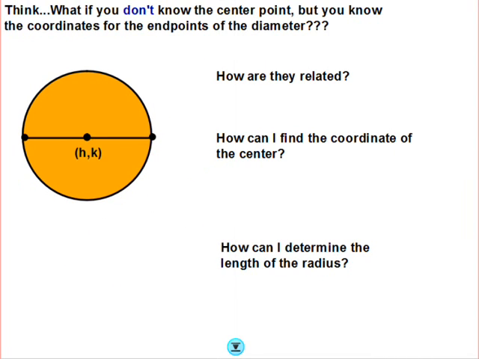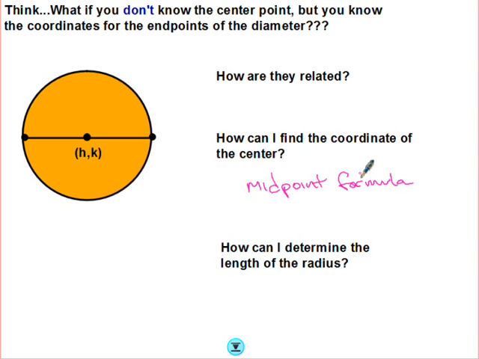Think, what if you don't know the center, but you know the coordinates for the endpoints of the diameter? How are they related? How can you find the coordinate in the center? And how can you determine the length of the radius? So, how are the points related? Well, they're the endpoints of the diameter. How could you find the coordinate of the center? Well, that would be the midpoint formula. That's why we reviewed that.